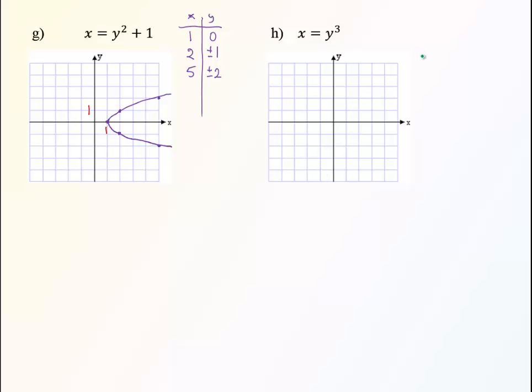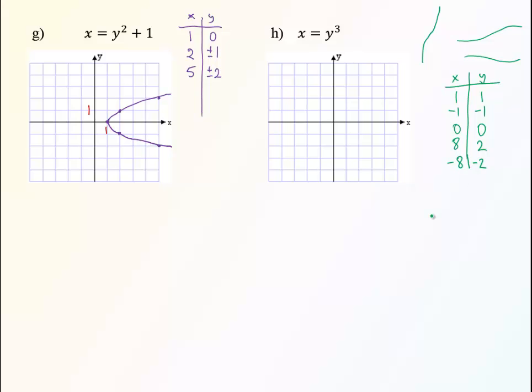So the regular cubic function looks like that. We may expect that we'll have the same shape, but possibly sideways, either like this or like that. Well, let's see. Let's use a couple of values, x and y. If x is 1, then y is also 1. If x is negative 1, then y is negative 1. If x is 0, then y is 0. If x is 8, then y is 2. And for negative 8, y must be negative 2.